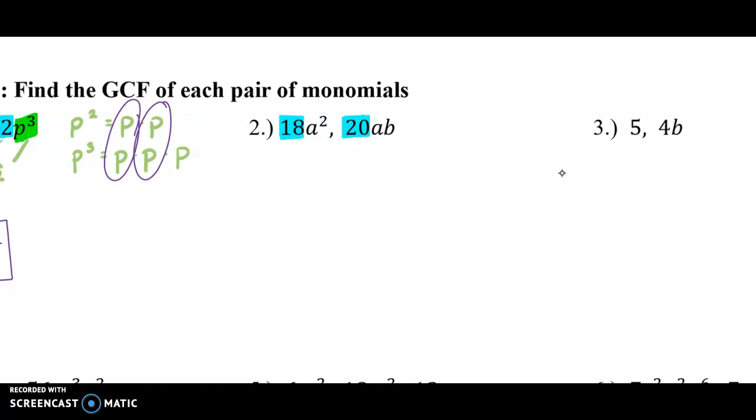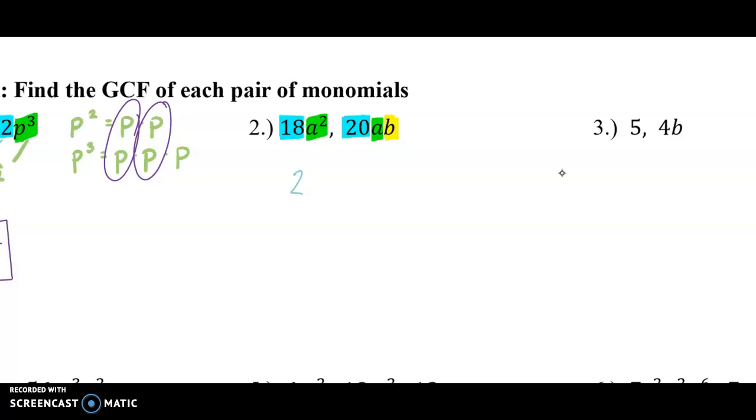So we're looking at the numbers. Then we want to look at any variables or bases that are the same. And if you notice, we have a b that's actually out there by itself. So we are looking to see what is the largest term or number or variable that goes into these two monomials. If you look at 18 and 20, what is the largest number that goes into both? The factors of 18 are 1, 2, 3, 6, 9, and 18. The only one that goes into 18 and 20 is 2.